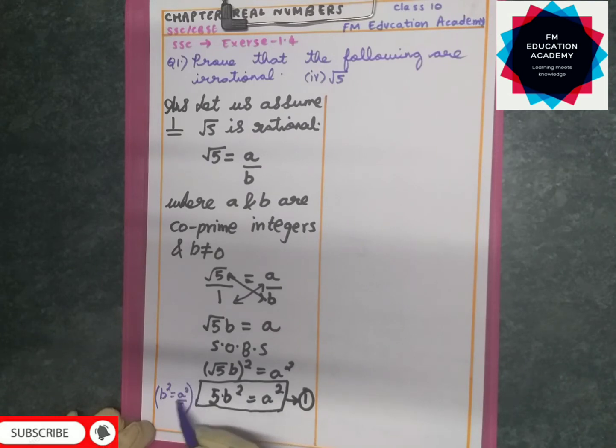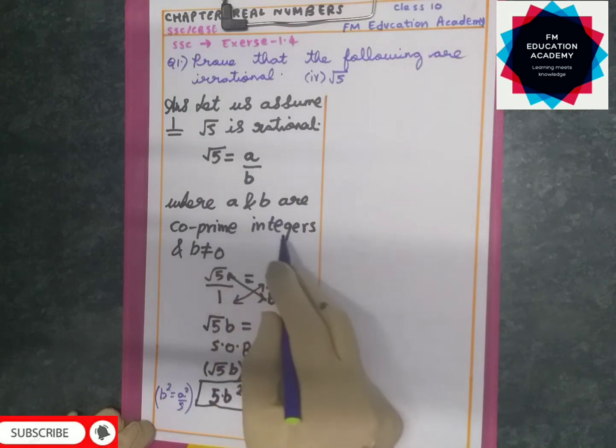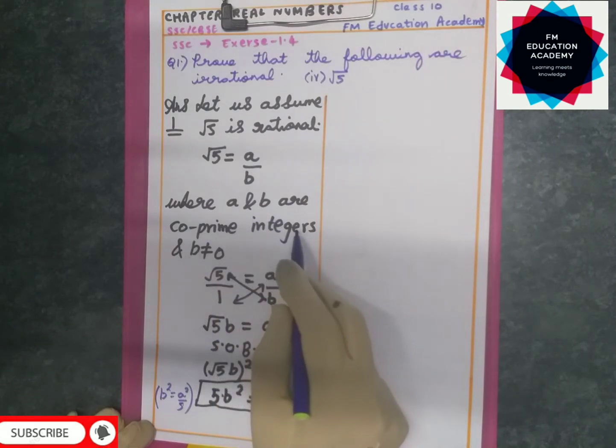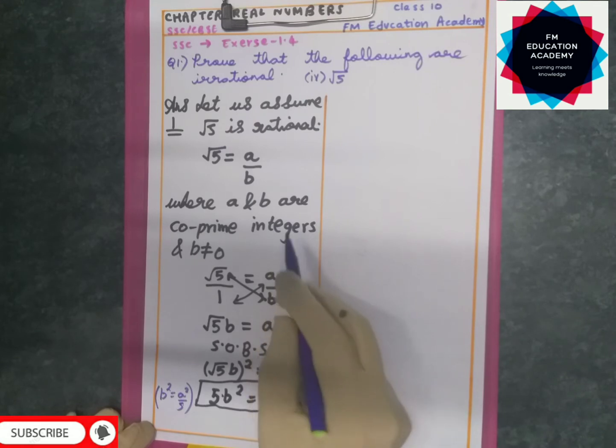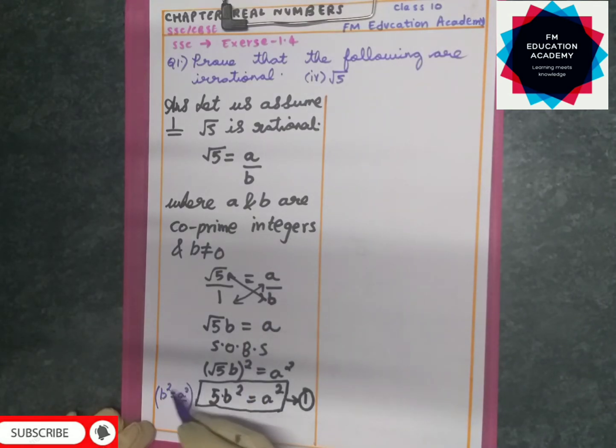So what do I observe here? This is a square of a number. We assumed a and b are co-prime integers. Integers means they are numbers also. So I am observing from this that 5 is a prime number and this a square is the square of a number. So I am finding from this sum that 5 is dividing the square of a number.